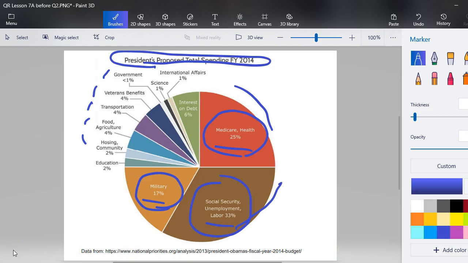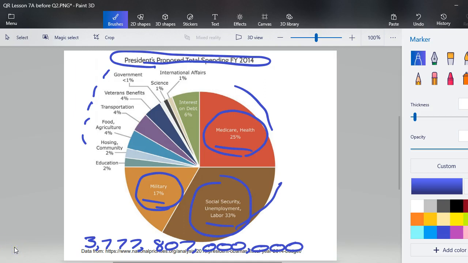On question 4, it says the total United States federal budget for 2014 was this. It's a million, billion, trillion. So 3,777,807,000,000.